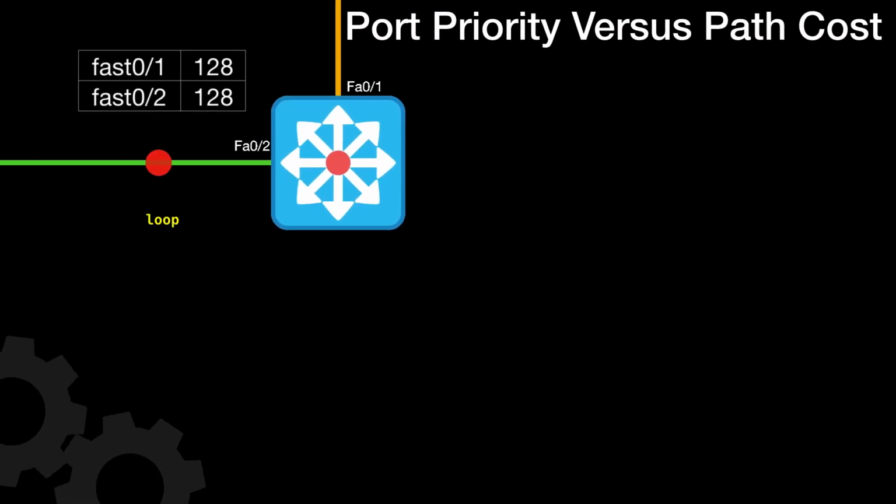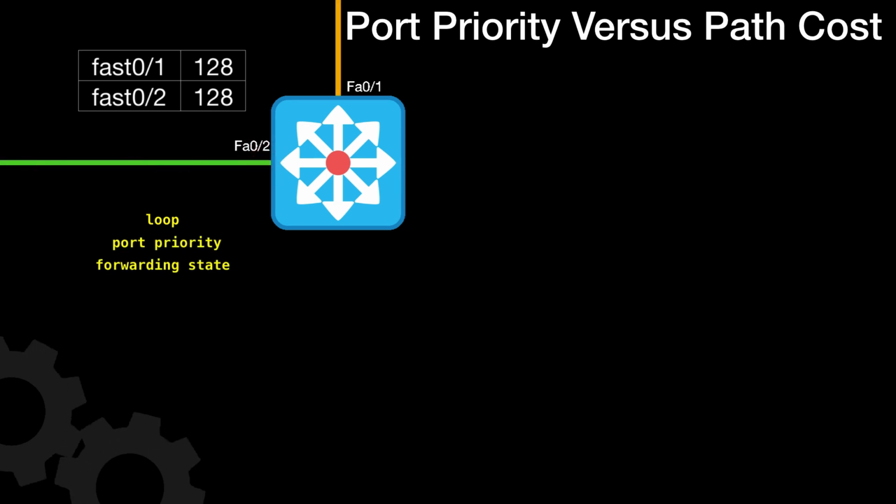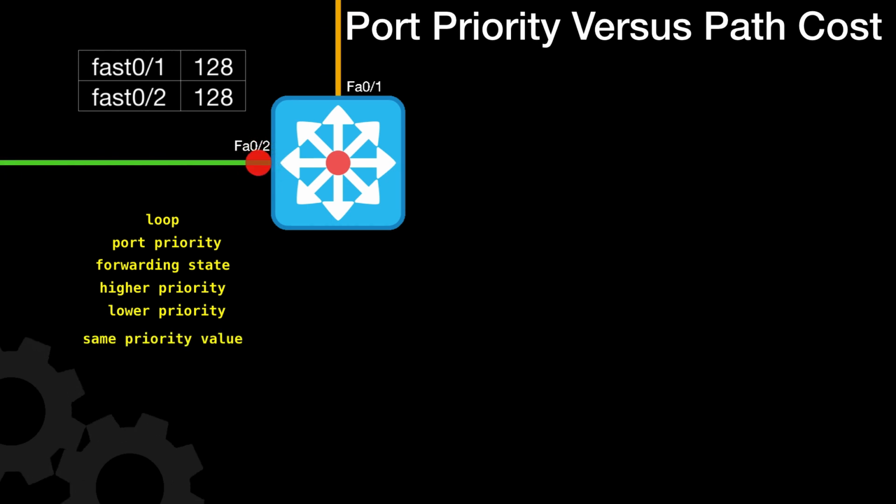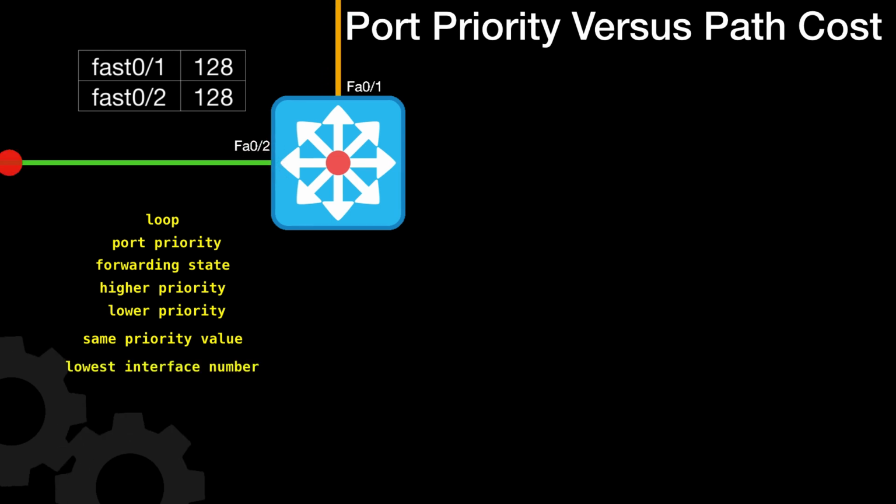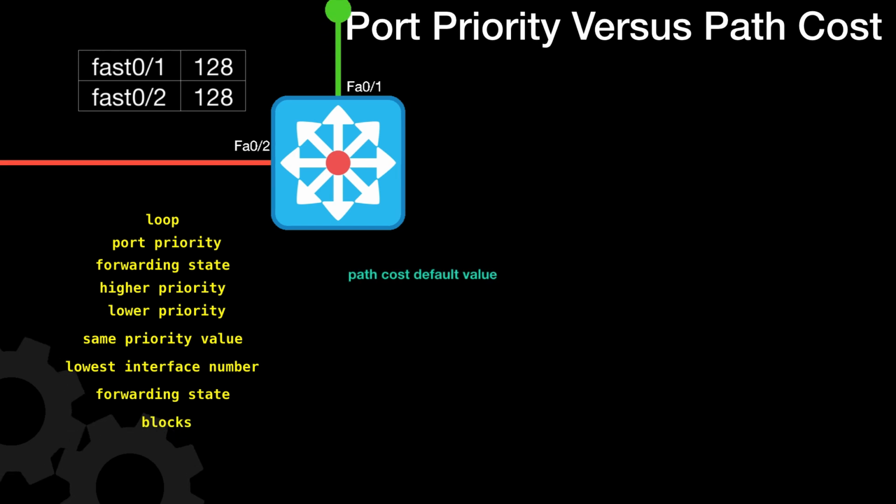If a loop occurs, spanning tree uses port priority when selecting an interface to put into the forwarding state. You can assign higher priority values, lower numerical values, to interfaces that you want selected first and lower priority values, higher numerical values, that you want selected last. If all interfaces have the same priority value, spanning tree puts the interface with the lowest interface number in the forwarding state and blocks the other interfaces.